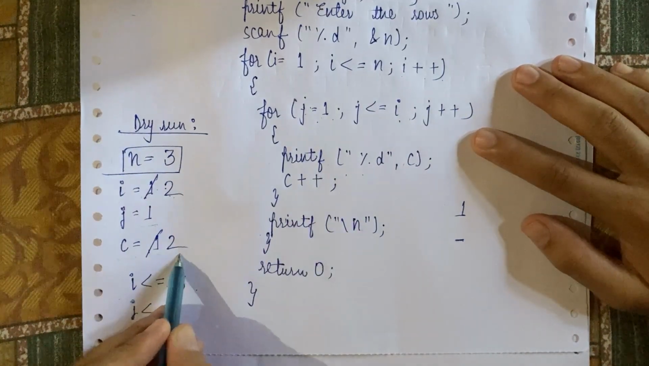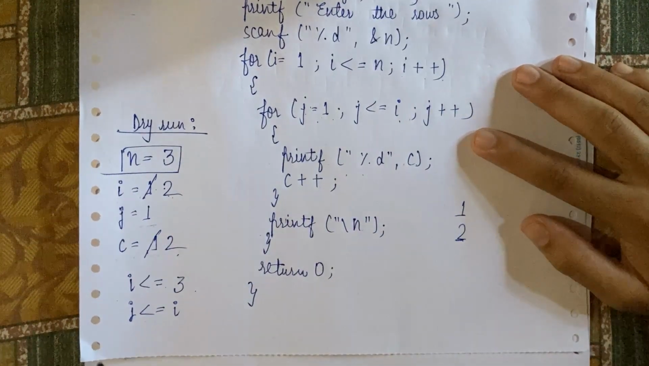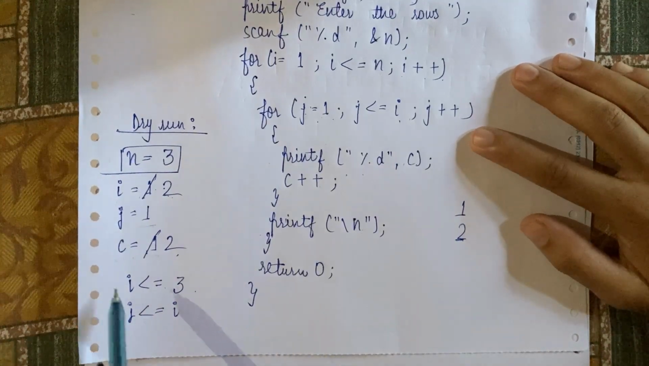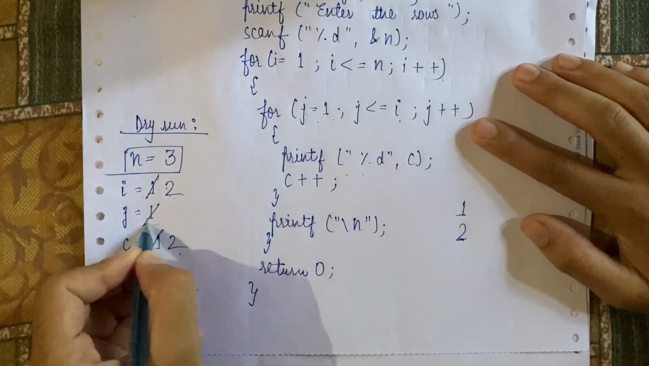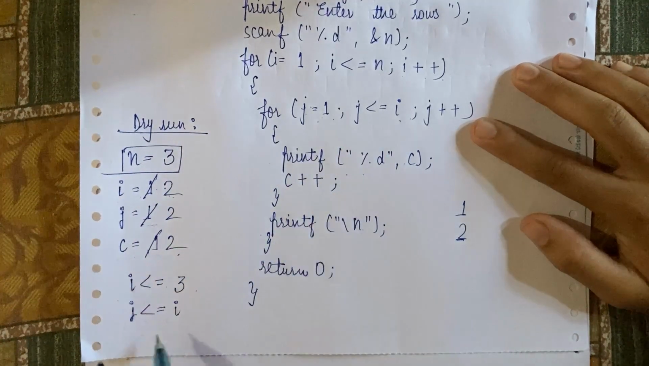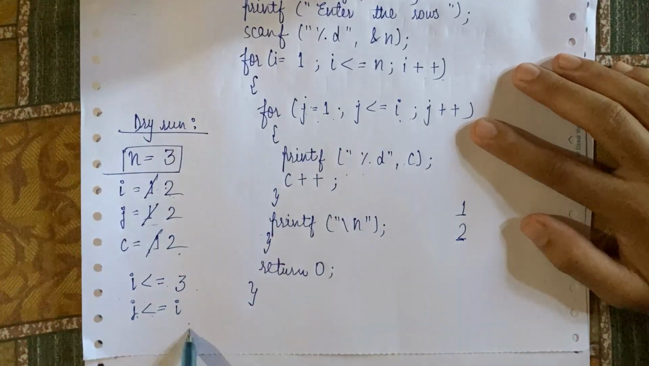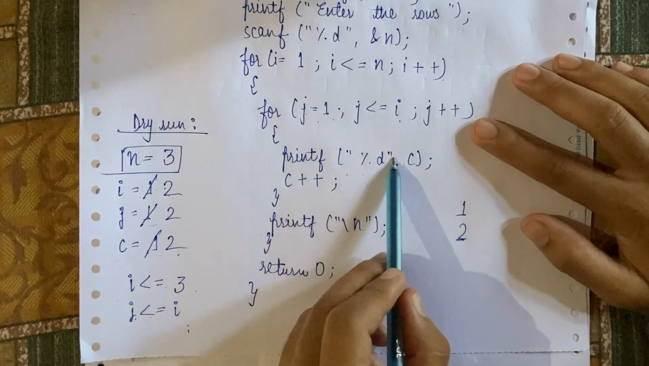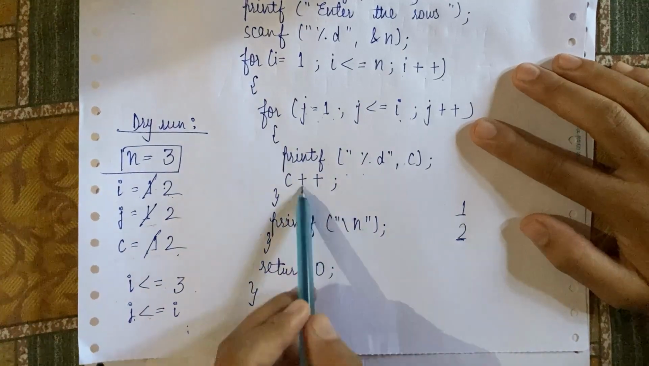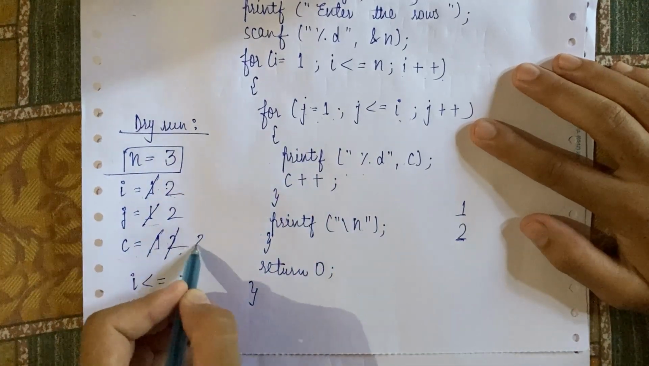What is the value of c? 2. So it will print here 2. Correct? Again, the value of j will be incremented by 1. The value of j is now 2. 2 less than or equal to 2, because i is 2. Condition is true. After printing c here, the value of c is also incremented, so it is 3 now.